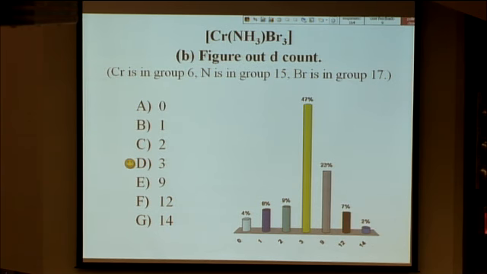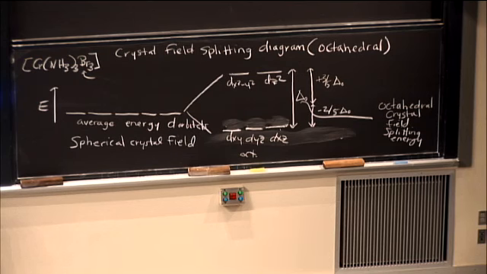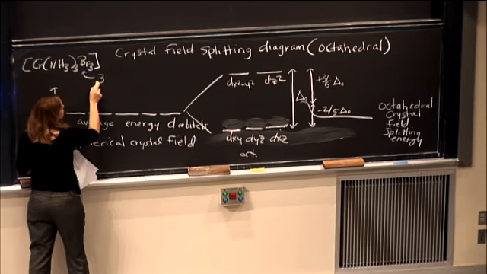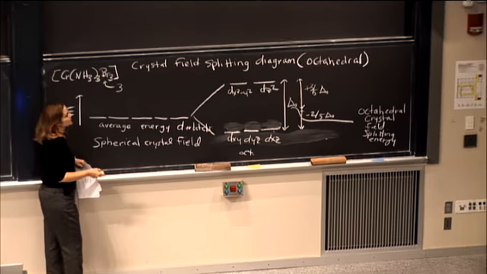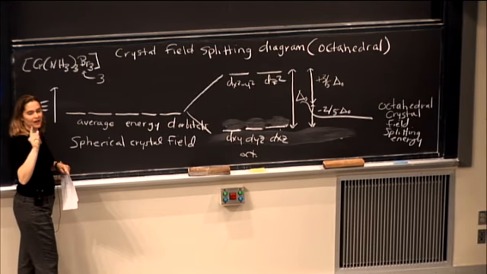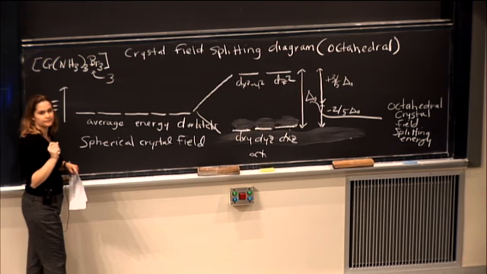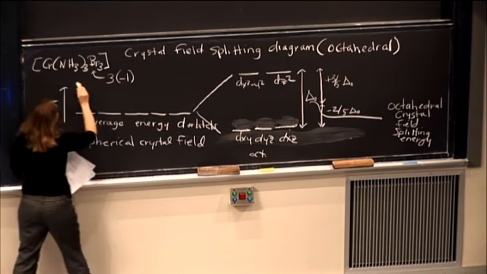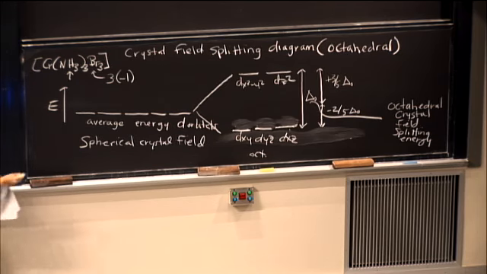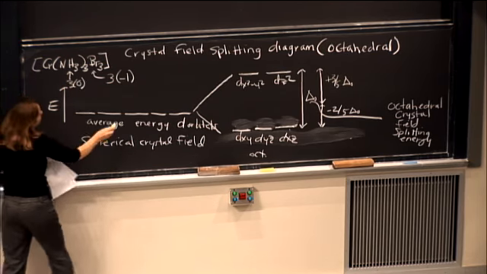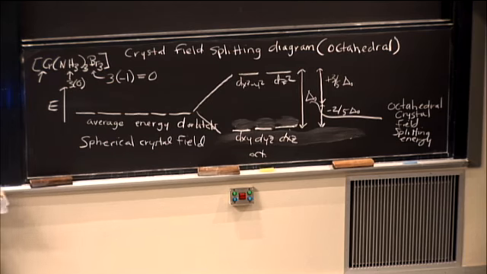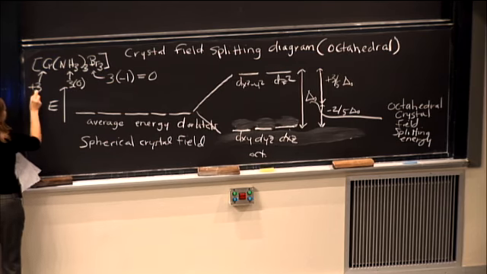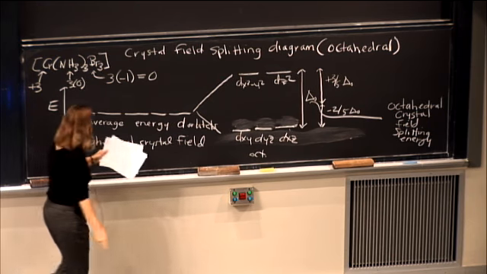So let's take a look at this. What's the oxidation number of bromine? What's 1 Br minus? What's its oxidation number? -1. There are 3 of them. What about ammonia? 0, so 3 times 0. And the overall charge of this is 0, so there's nothing up there. So what does that mean about chromium? +3.